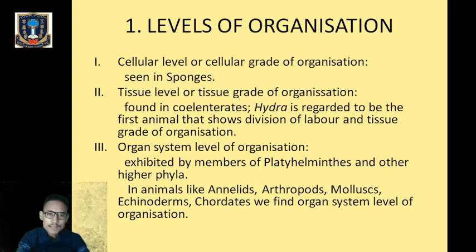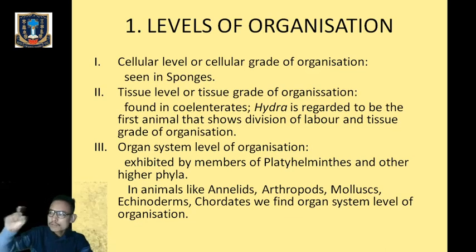And each organ has been specialized to perform a particular function. In animals like annelids, arthropods, mollusks, echinodermata, and chordates, we will find the organ system level of organization, and each functional system is associated with a specific physiological function. So each system has a particular function to perform.